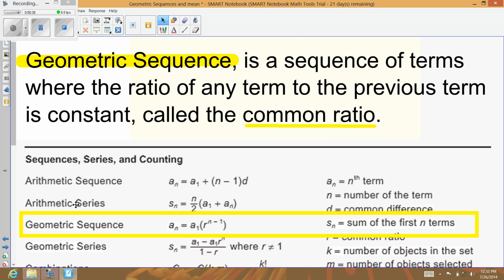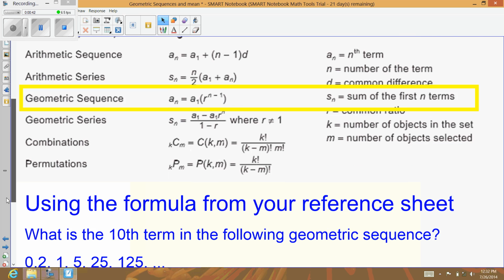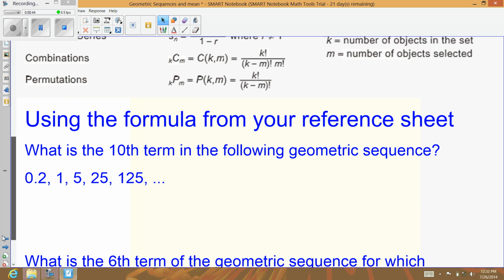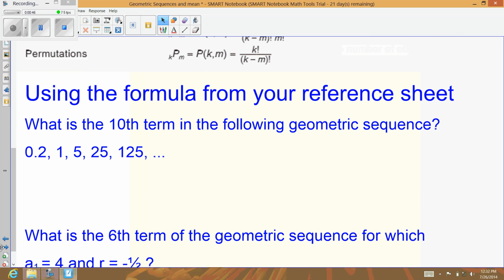All right, moving on. Using the formula for the following geometric sequence. All right, so what is the 10th term in the following geometric sequence?